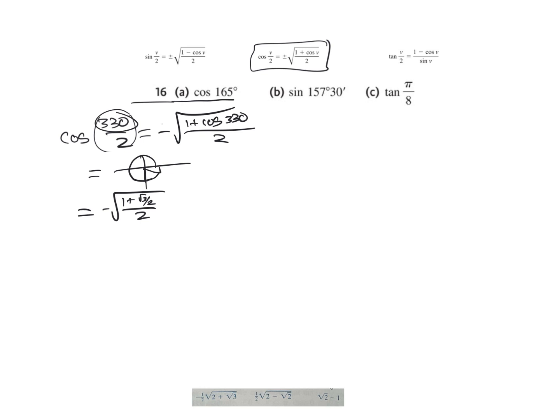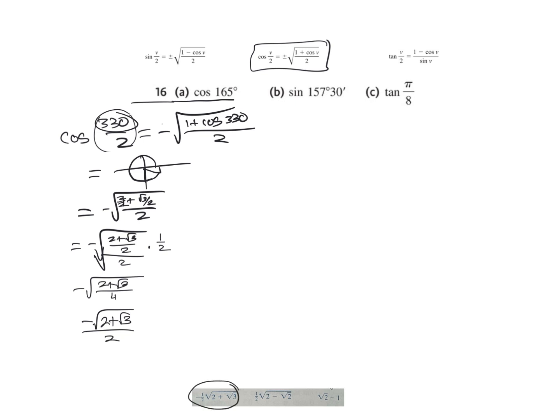So let's see here. On the top, we have 2 over 2, which is 1, plus the square root of 3 over 2. So 2 plus the square root of 3 all over 2. And that is all over 2. Okay, so you're going to take the top times the reciprocal of the bottom. And that gives you negative square root of 2 plus the square root of 3 all over 4. Okay, so really negative square root of 2 plus square root of 3 all over 2. And that's what we have in the first spot here.